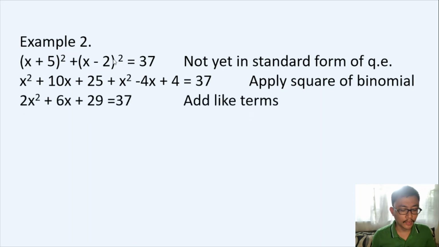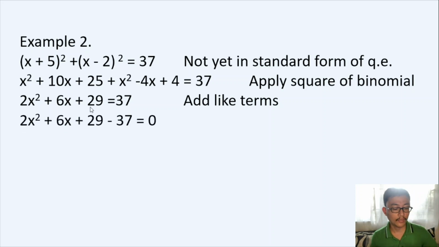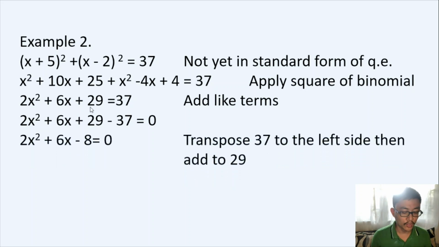Then, we add the like terms. So, we have x squared plus x squared, that is 2x squared. Then, you have 10x plus negative 4x, so that is positive 6x. Then you have 25 plus 4, that is 29, equals 37. Then, ilipat lang natin yung 37. It becomes negative 37. So, ang standard form ng ating equation now is 2x squared plus 6x minus 8 equals 0.